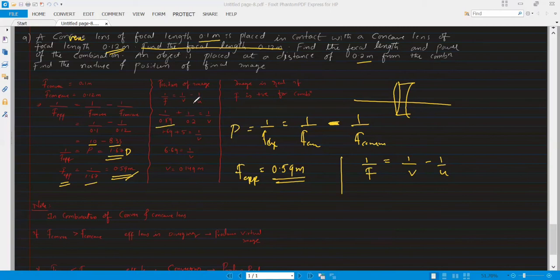1 upon v, it is 1 upon 0.2. Sorry, this is 1 upon u, the value is given, that is 0.2. Taking it to this side it becomes positive: 1 upon 0.2 plus 1 upon f is equal to 1 upon v. We are now interested to calculate the value of v. 1 upon v is equal to 1.69 plus 5. So therefore this is going to be 6.69 is equal to 1 upon v. So v is equal to 0.149 meter. See here, in this case v is positive.